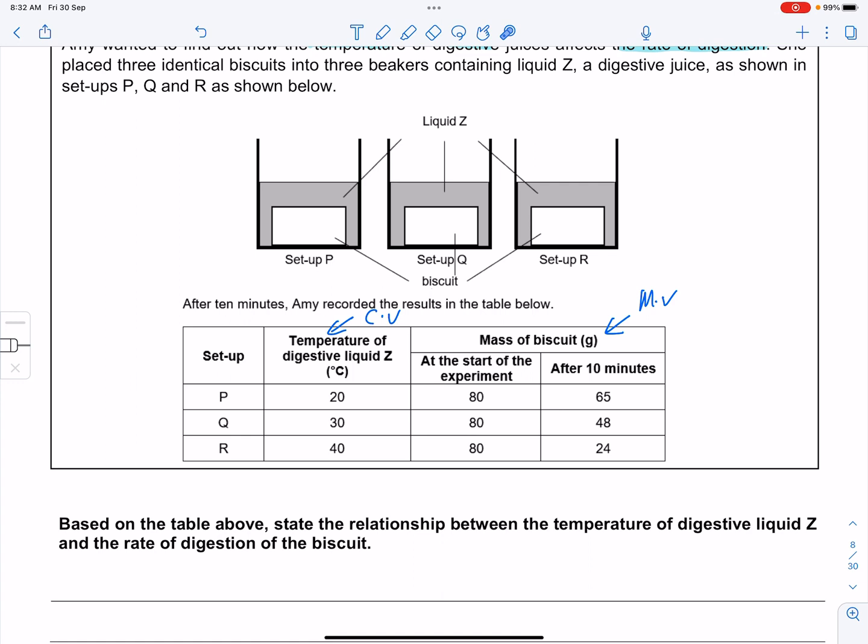Okay? So once again, we do our arrows. So this way is increasing. The temperature is increasing, and this way you realize that the mass of biscuit is decreasing.